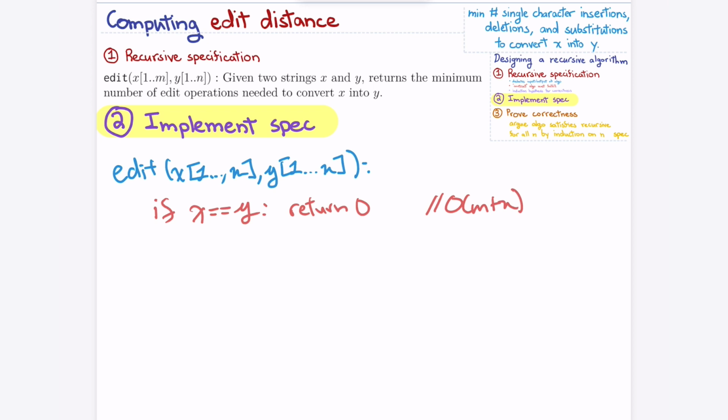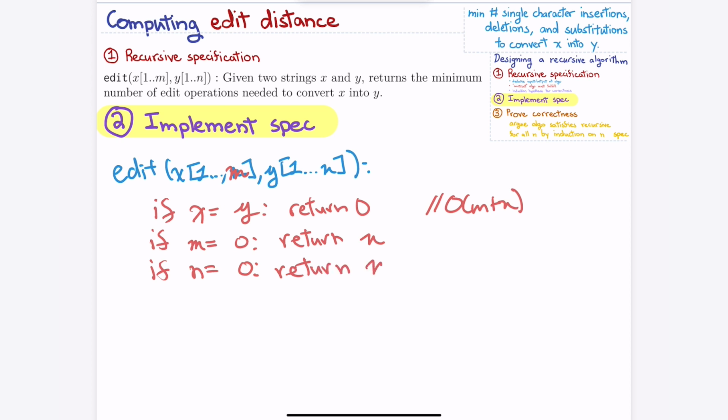Yeah, they could be unequal. Okay, I'll do it slowly. So if m, which is referring to the first length, if m is 0, then return n. And if n is 0, I guess I could have put one equal sign there. We're not that strict. If n is 0, then return m. Okay, so we've really addressed the two cases where one string or the other is empty, in which case you just have to insert a bunch or delete a bunch. Okay. Good. So now you have two non-empty strings.